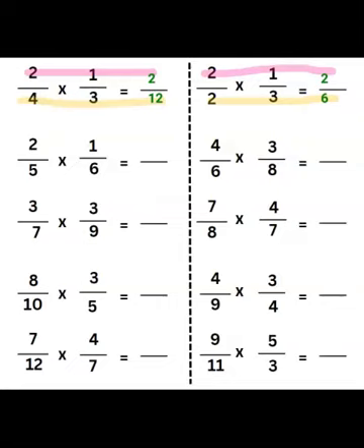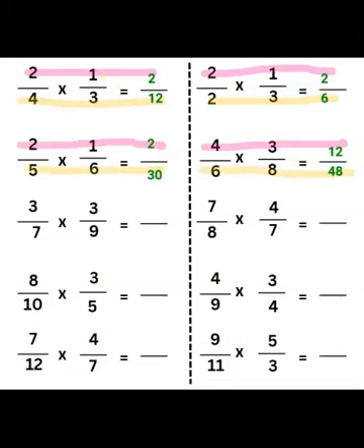The next example says 2 over 2 or 2/2 times 1/3 or 1 over 3. 2 times 1 equals 2. 2 times 3 equals 6, so we get 2 as our numerator and 6 as our denominator. Go ahead and try the next 2 examples. Push play when you're ready to check your answers.